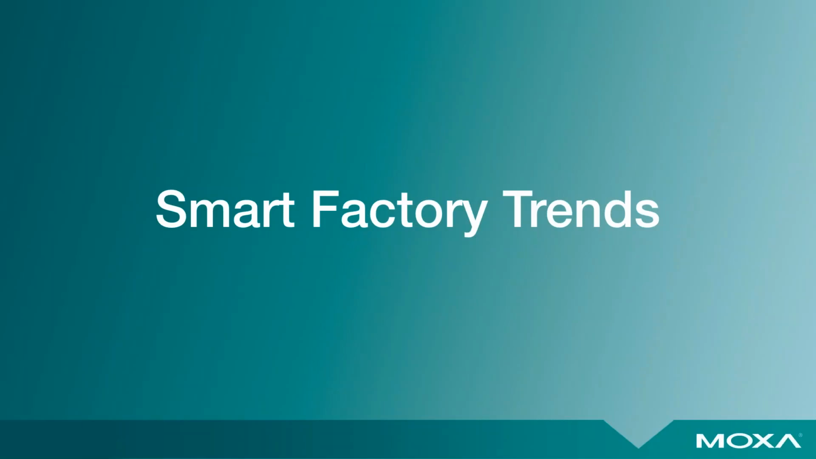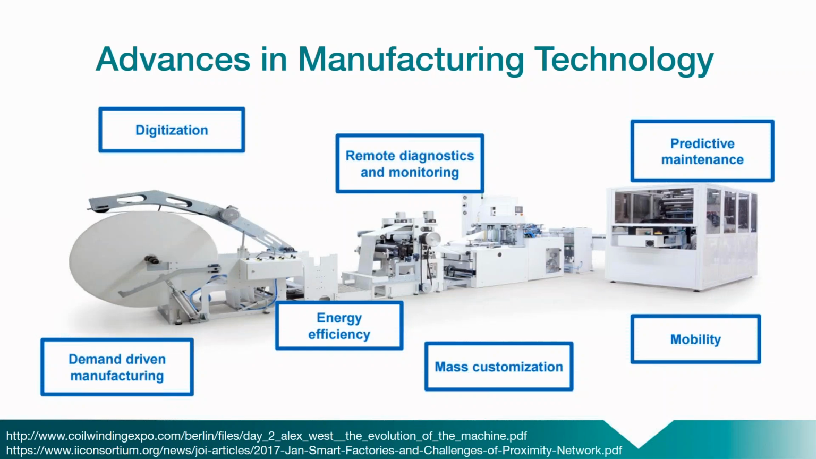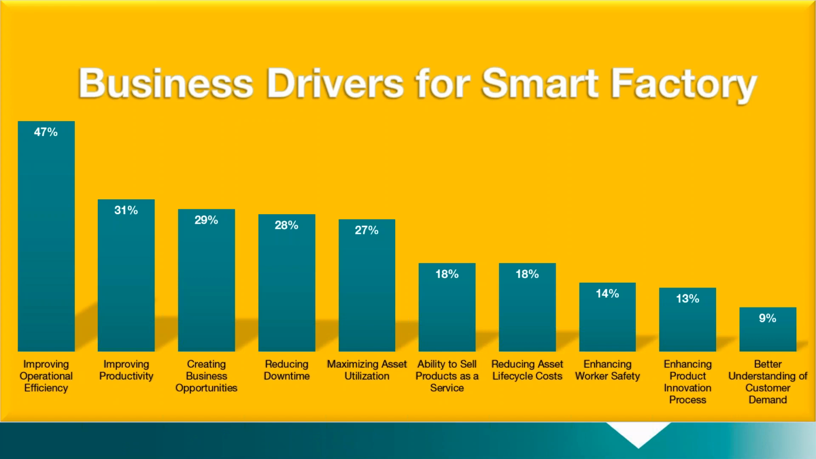Next, let's go ahead and start off with some smart factory trends. There's been some definite advances in manufacturing technology. There's been things like digitization, energy efficiency, mass customization, predictive maintenance, remote diagnostics and monitoring. A lot of that is basically because of demand for flexibility in manufacturing. And these are all some really great advances, and a lot of this stuff is for a lot of the newer equipment. Today, we're going to focus mainly on the legacy equipment, but what is it about the legacy equipment that makes people want to connect it?